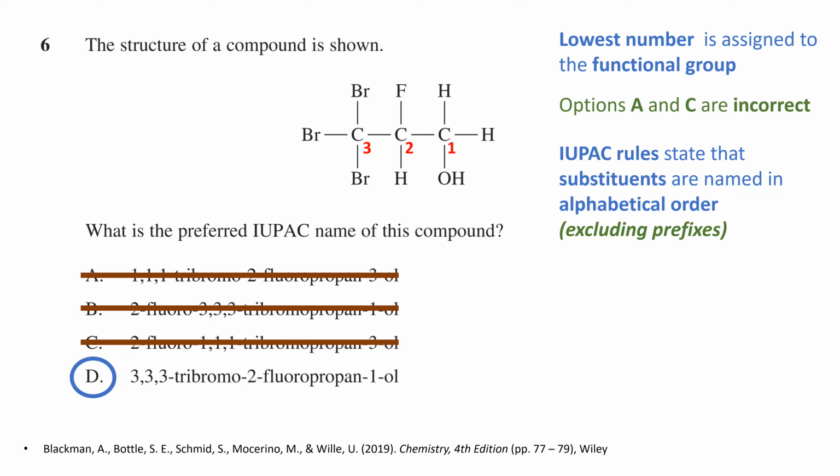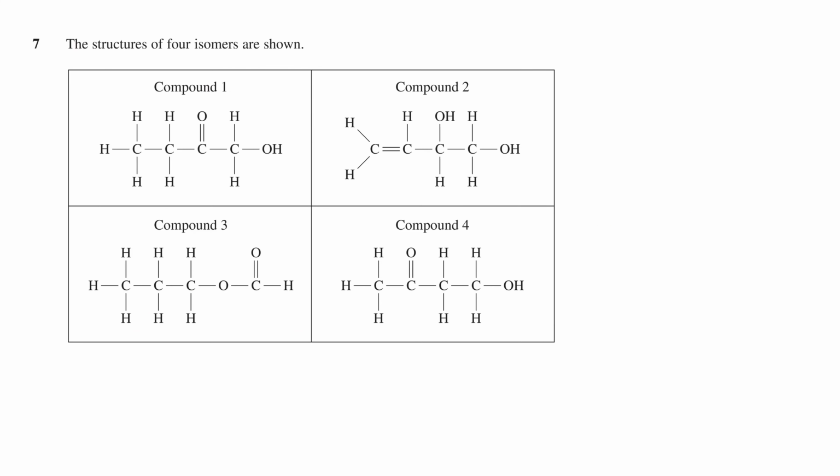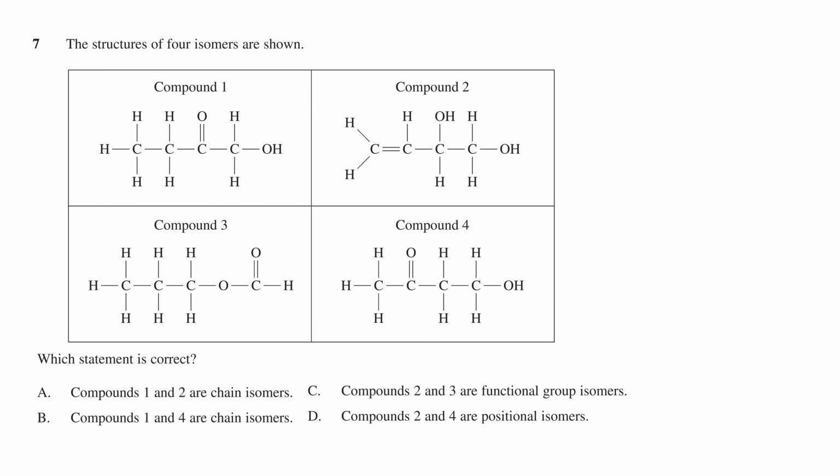Therefore, option B is incorrect, and option D is the answer. Moving on to question 7. Question 7 states, the structure of 4 isomers are shown, followed by 4 labeled structural formulas. The question then is, which statement is correct?